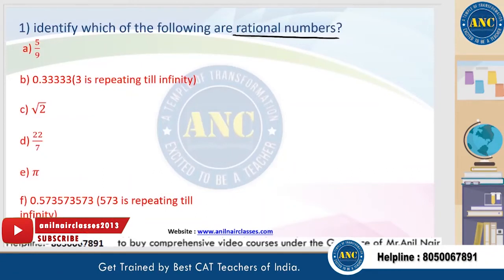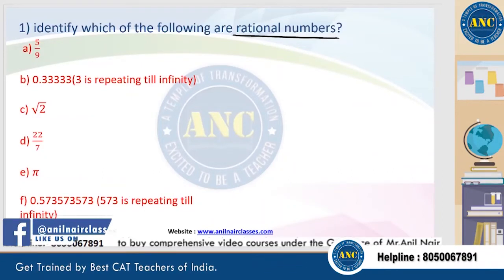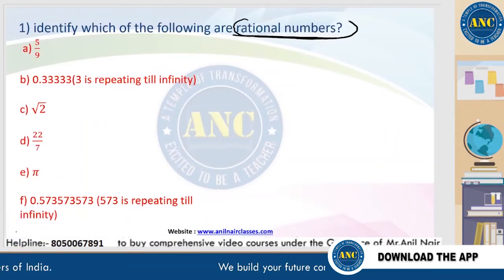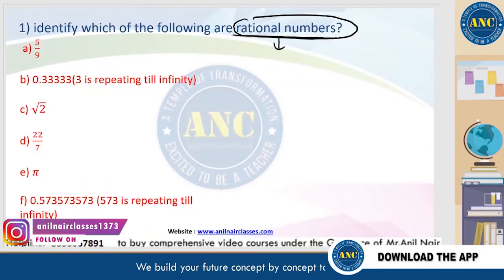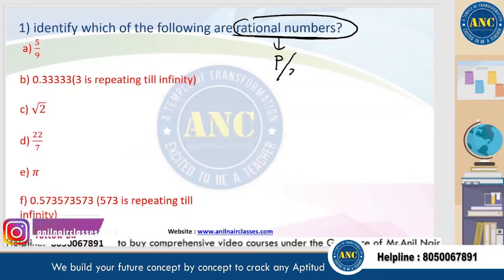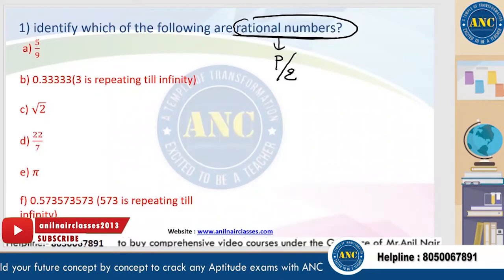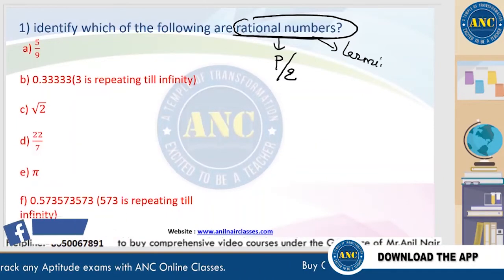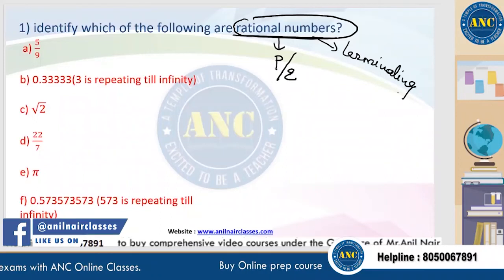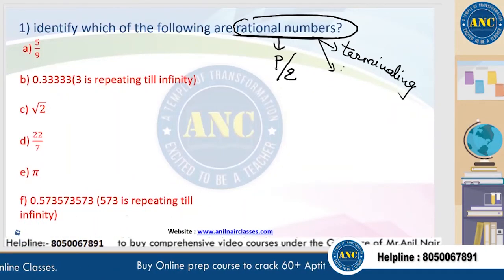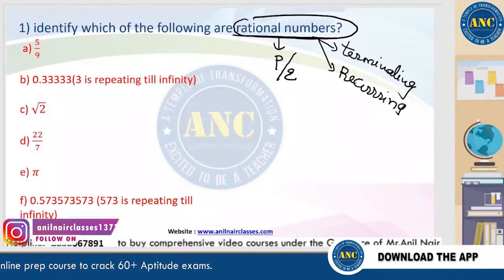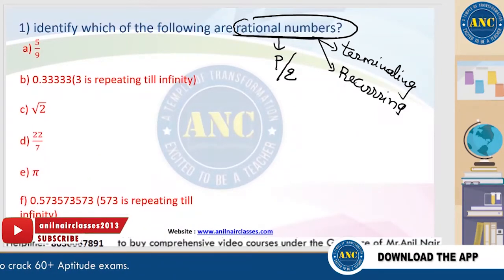Now see, identify which of the following are rational numbers. Simple basics. What do you mean by a rational number? A rational number should be of the form p by q. A rational number can be terminating and a rational number can be recurring. No need of telling answers. It can be terminating or it can be recurring.